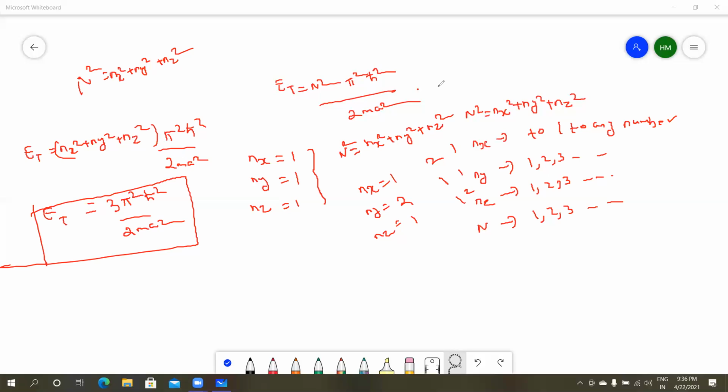You got an idea. I'm not doing everything, it will take time. So basically n square is nx square, ny square, nz square, a linear combination we are taking. And the possible values of nx, ny, nz, so that you get a particular value of n square that corresponds to some energy, that is called degeneracy. Okay, we can go for another example. Let's say the quantum oscillator. I think you got some idea about the degeneracy.